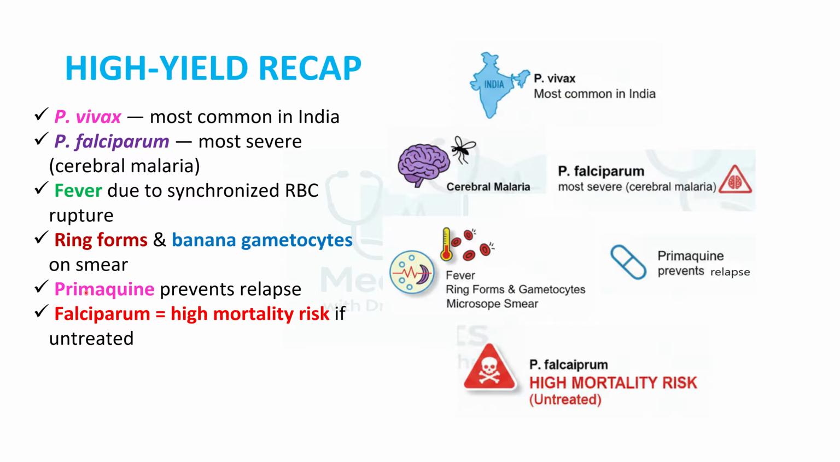Primaquine is your relapse preventer. It wipes out dormant liver forms, so don't skip it or malaria will come back. And finally, untreated falciparum equals high mortality risk. So remember, diagnose early, treat fast and don't mess with malaria.